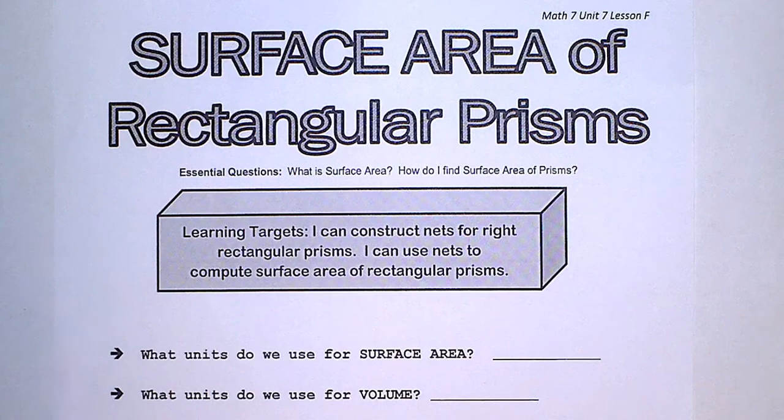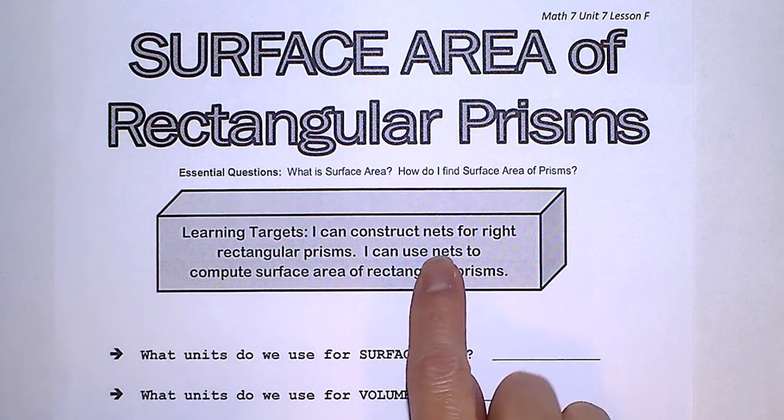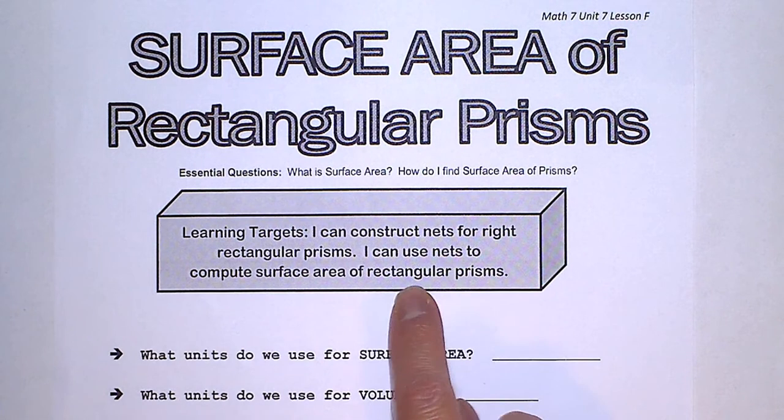Now we're ready to look at Unit 7, Lesson F, Surface Area of Rectangular Prisms. So the essential question for this lesson is, what is surface area and how do I find surface area of prisms? Well, one of our learning targets is I can construct nets for right rectangular prisms, and I can use these nets to compute surface area of a rectangular prism.